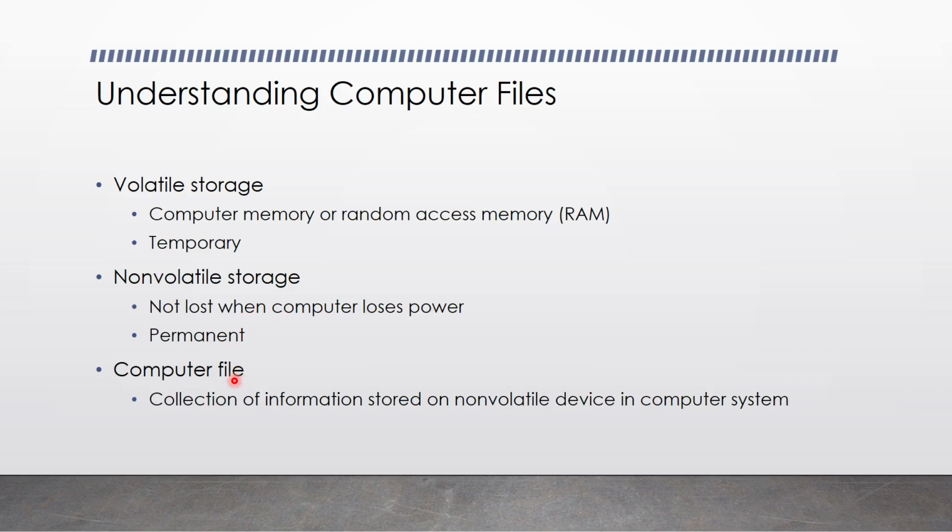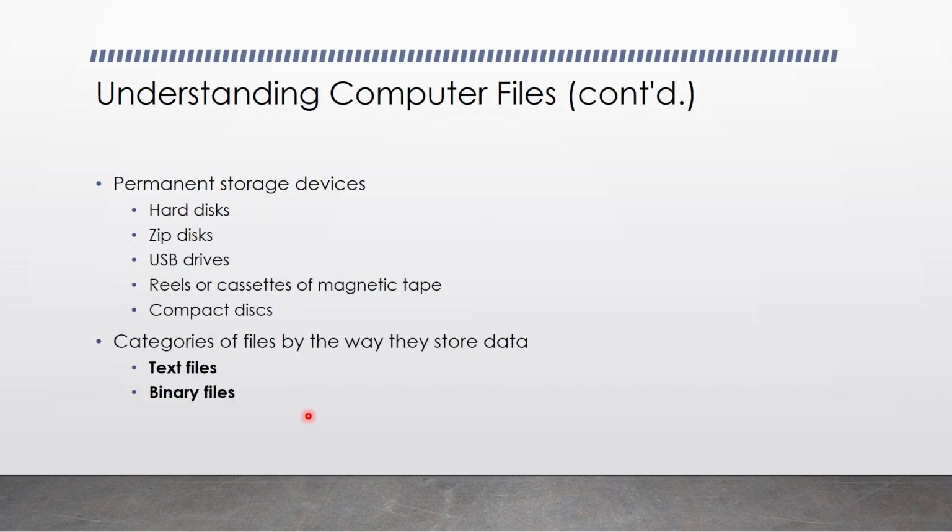A computer file is a collection of data stored on a non-volatile device. Files exist on permanent storage devices such as hard disks, zip disks, USB drives, reels or cassette tape, or the compact disc. You can categorize files by the way they store data, whether text files or binary files. Text files contain data that can be read in a text editor because the data has been encoded using a scheme such as ASCII characters or Unicode characters.